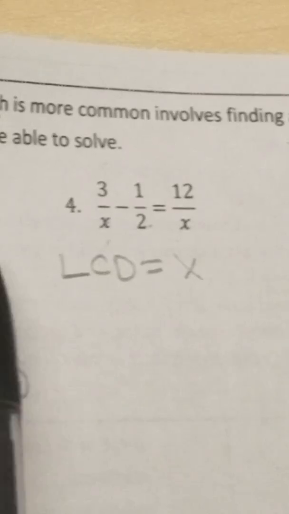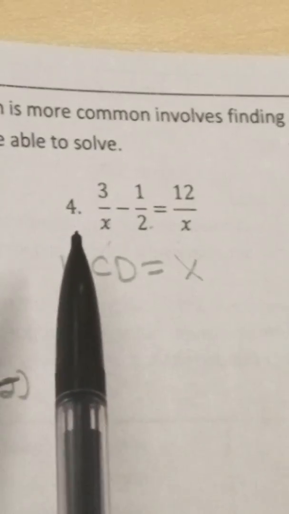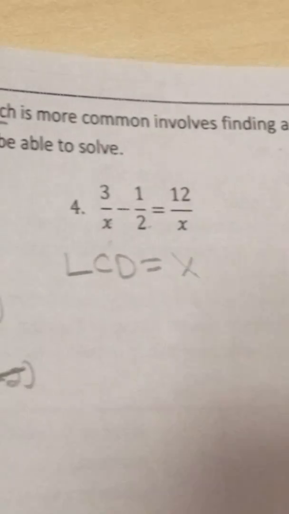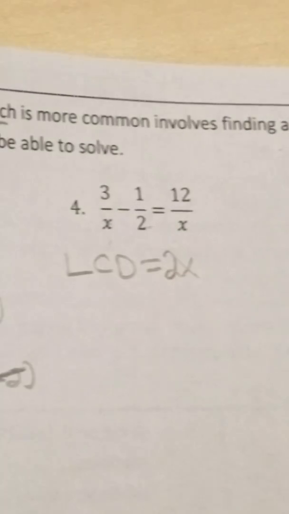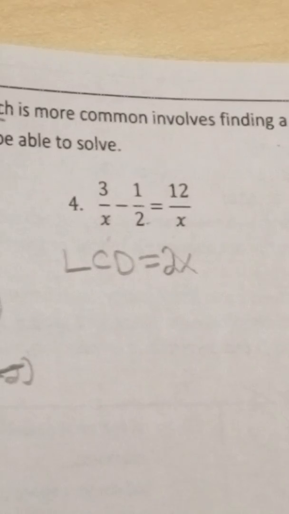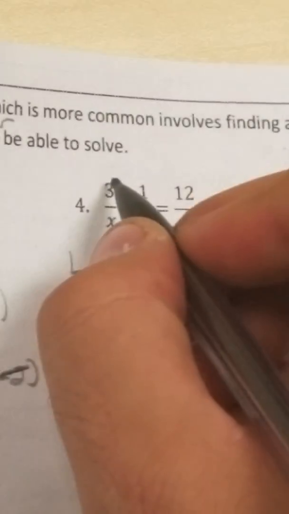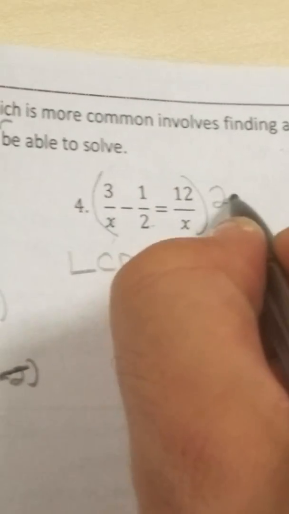We have no 2's here, but we have a 2 here. No 2's here. We're going to pick the one with the most 2's, which is just 1. So 2x is our LCD. So we're going to multiply both sides by the LCD. All right, so we're going to multiply both sides by 2x.